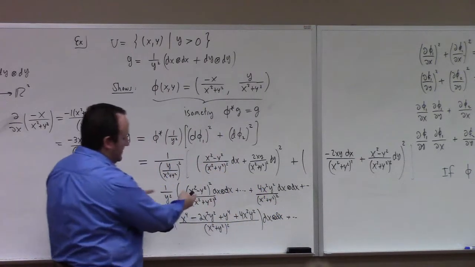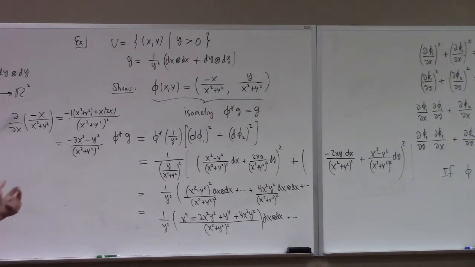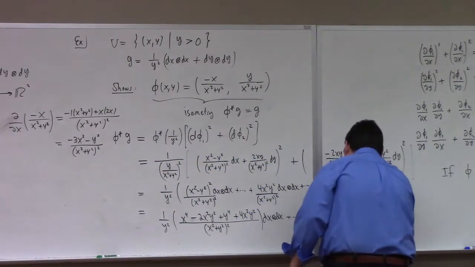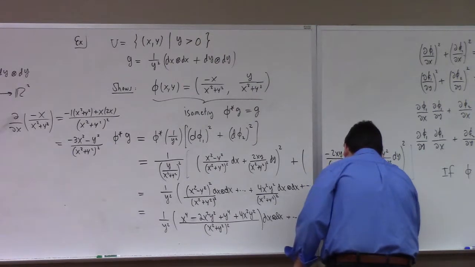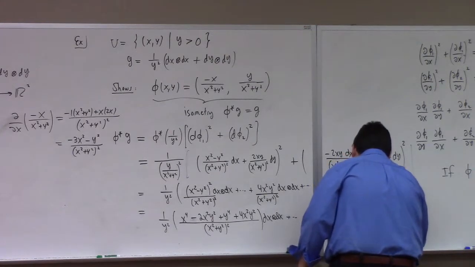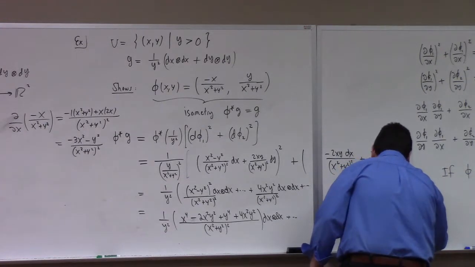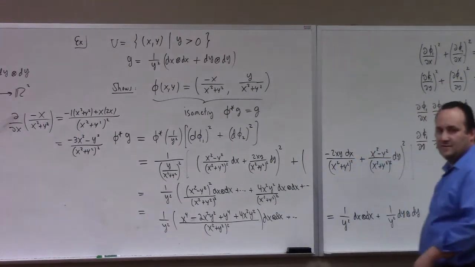But you see what happens. The 4 and the minus 2 conspire to give you a 2, which gives you an x squared plus y squared, squared. They cancel, and it just leaves you 1 over y squared dx tensor dx. And then plus, of course, we're also going to get 1 over y squared dy tensor dy if we do the other 75% of the calculation, right?